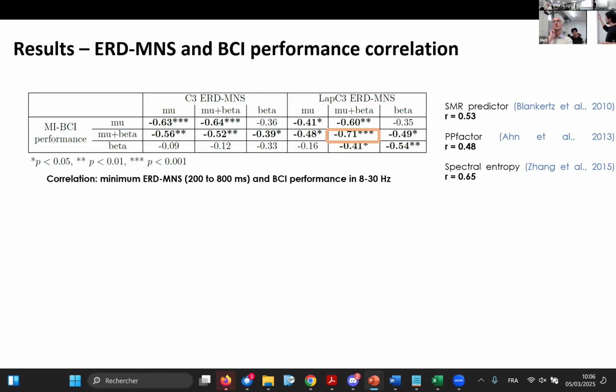We can compare with the SMR predictor of Blankertz or the PP factor or spectral entropy. And if we compare with other neurophysiological predictors, we have a better result with median stimulation.